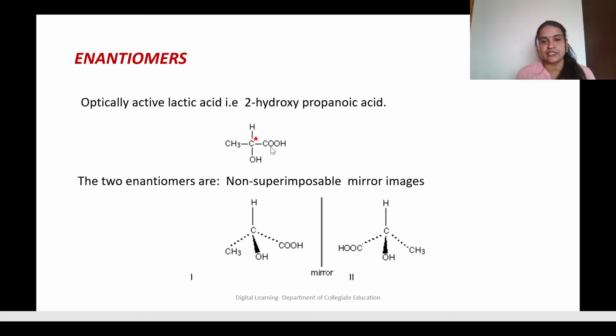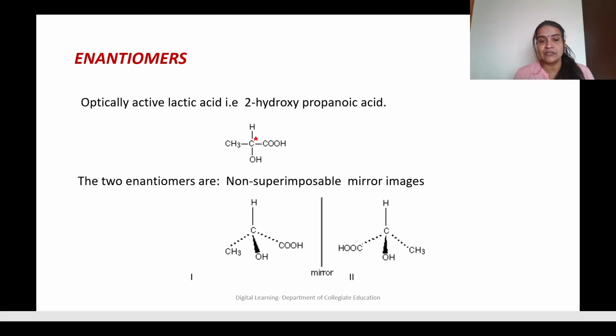This is 2-hydroxypropanoic acid, where the central carbon atom, whether it is chiral or achiral, this is a chiral carbon because this carbon atom is connected to 4 different groups: one to hydrogen, one to methyl group, one to hydroxyl group, and the other one to carboxyl group. So this molecule possesses the condition to satisfy optical activity.